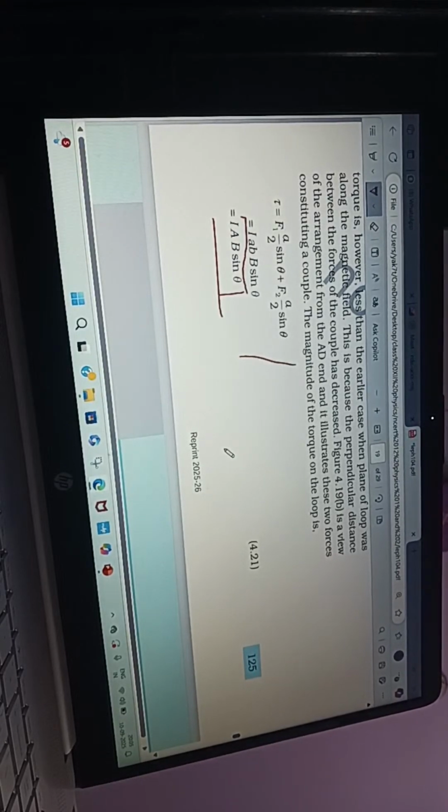In the previous case, we simply took A by 2 sin, A by 2. But in this case you can't take that, because the sine component function will come here.